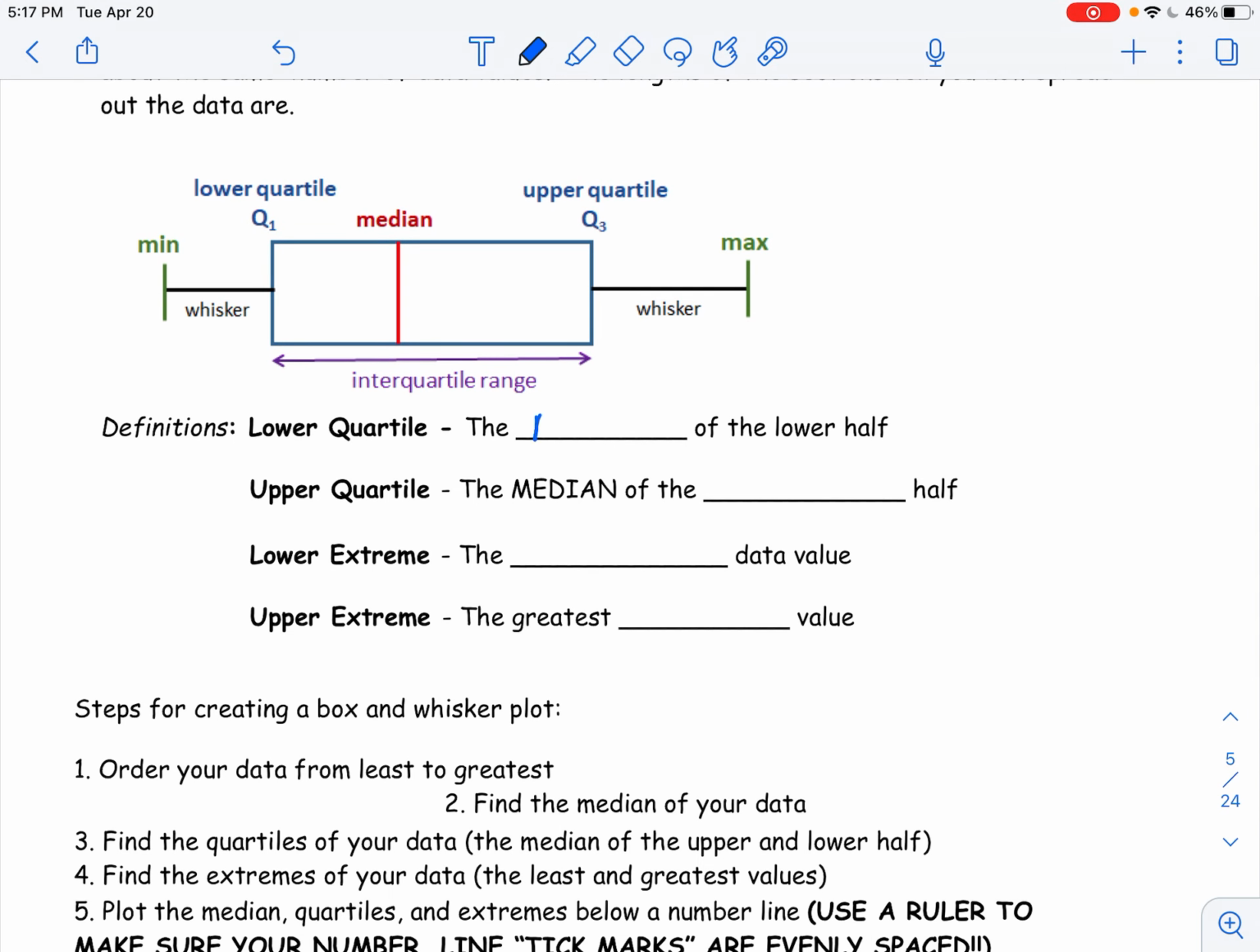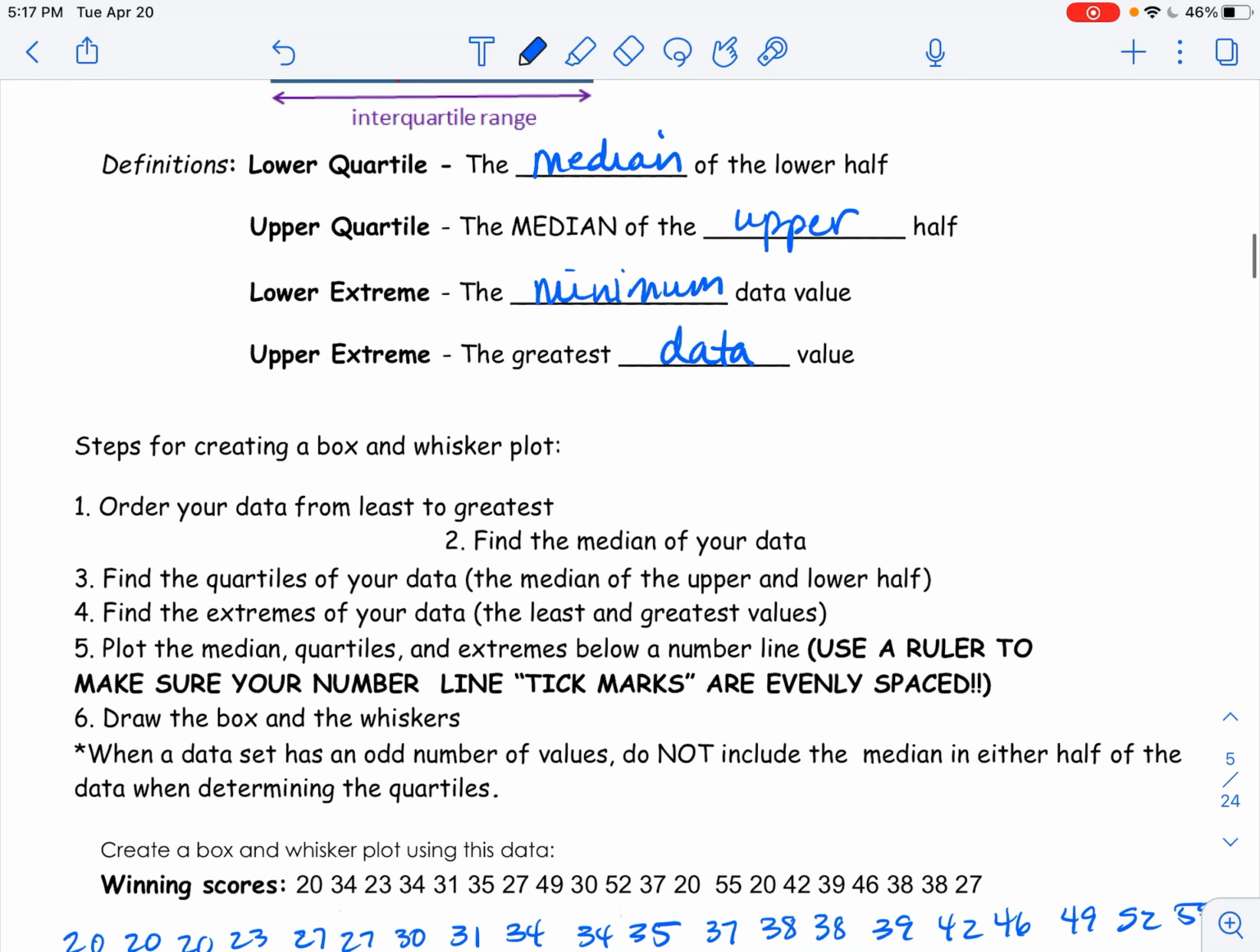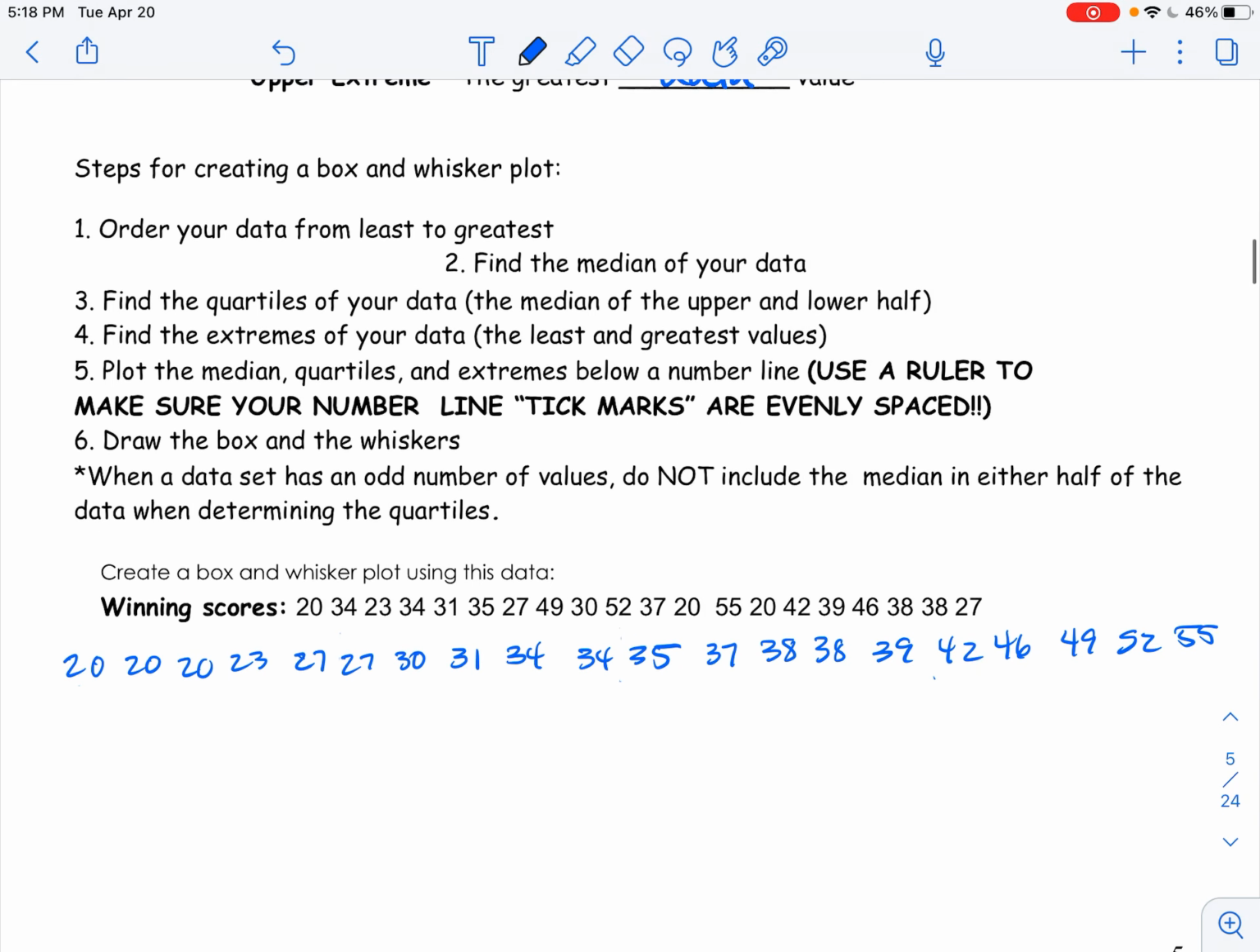So the lower quartile is the median of the lower half. The upper quartile is the median of the upper half. The minimum is the lower extreme, and the greatest data value is the upper extreme. Here are some steps for creating our box and whisker.